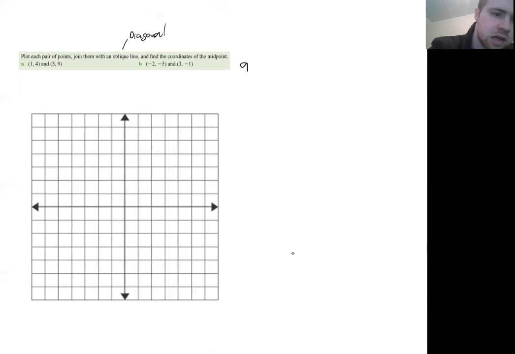We're going to have to extend our number line a bit. So we're going to be 1 and 4, and then 5 and 9. So 1, 2, 3, 4, 5, and then up to 9 here. So that's 1 and 4. That's 5 and 9. And we want to try and find the midpoint between these two.